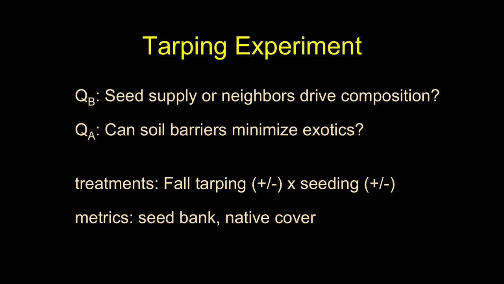The first one is: does the seed supply or do the neighbors drive the composition? In other words, does having a lot of seeds in the seed bank matter, or does not having a lot of bad guys, adults, competing with you matter? And then I'm going to try to mess with the soil with a barrier, and that's what QA is going to be about. So what I did was tarping. I put a barrier down on the surface of the dirt. I either put a tarp on or didn't, and I either added seeds or didn't. The metrics were seed banks and native cover.